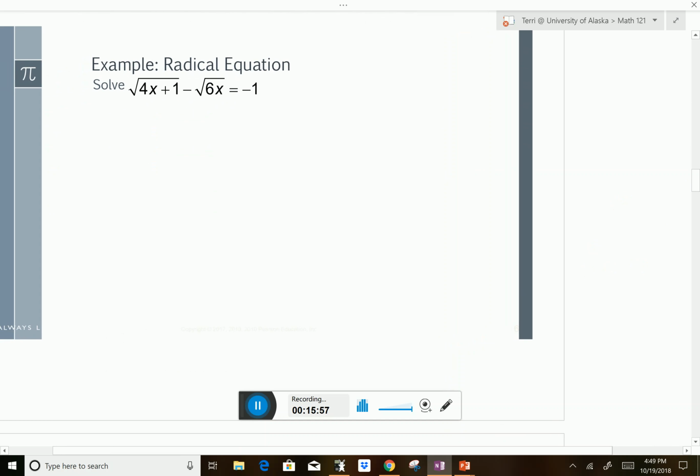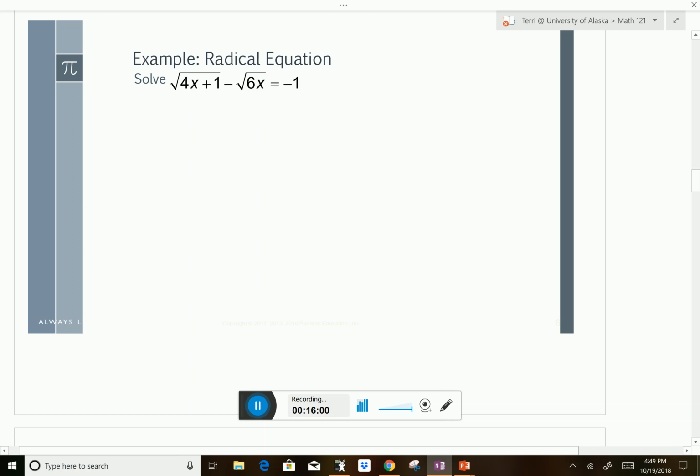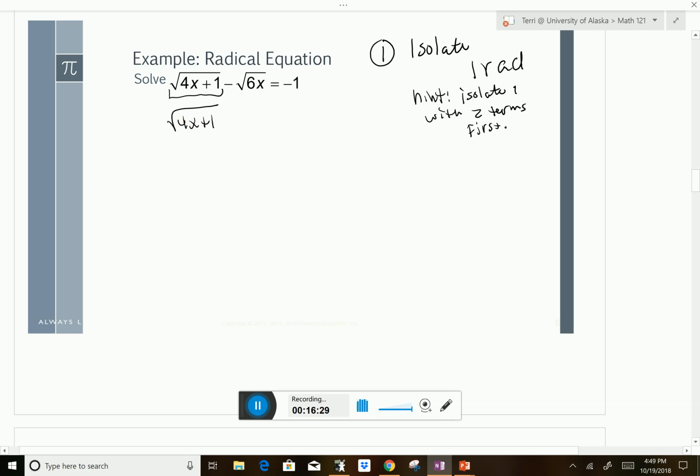Okay, so let's solve this radical equation. Again, we need to isolate one radical. So when there's 2, you want to start by isolating the one with 2 terms first. So you want 4x plus 1. Let's add the square root of 6x to the other side. So that's the square root of 6x minus 1. So we're going to square both sides.